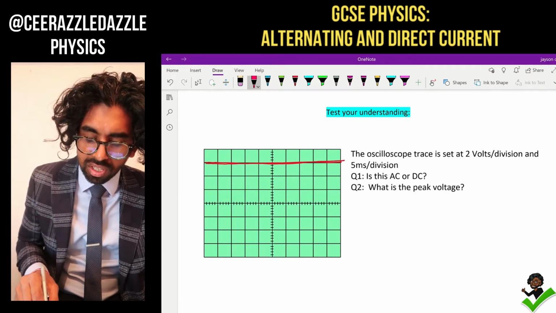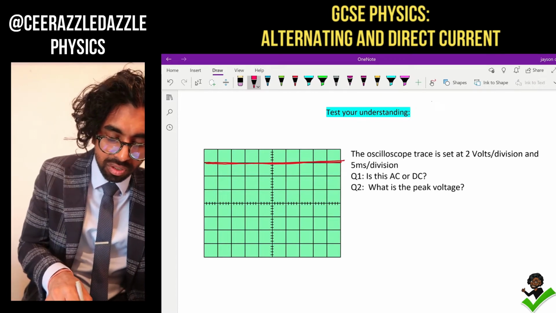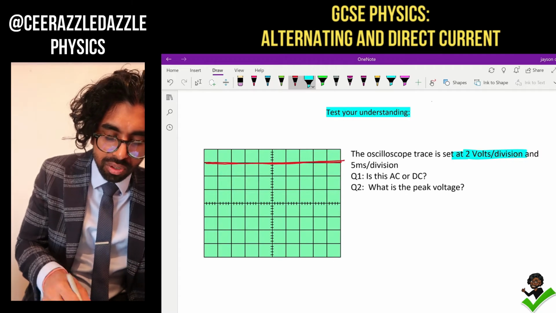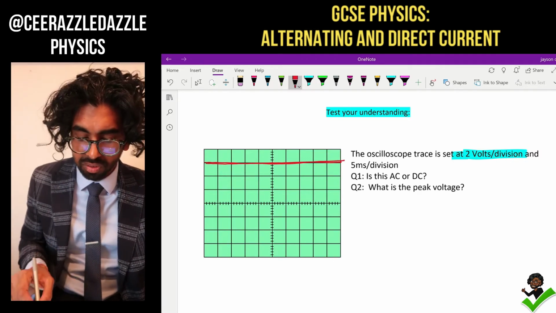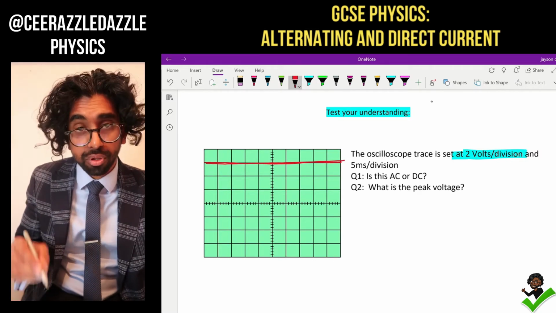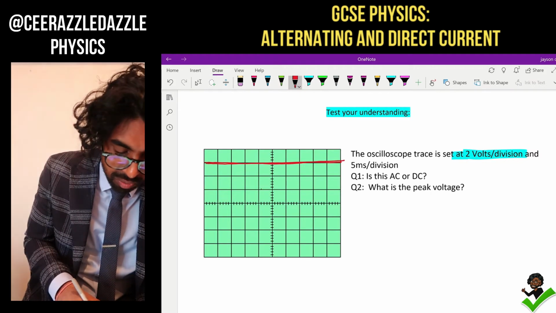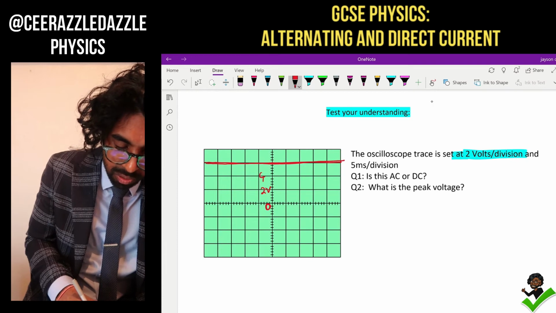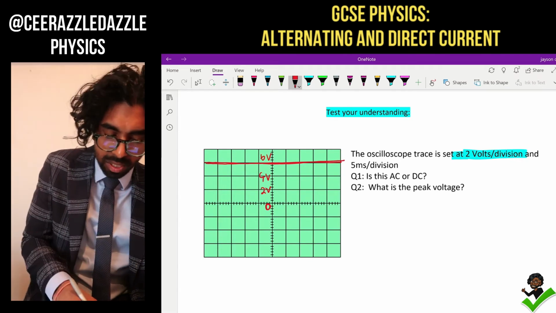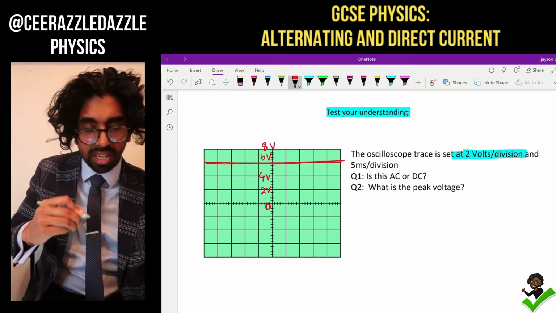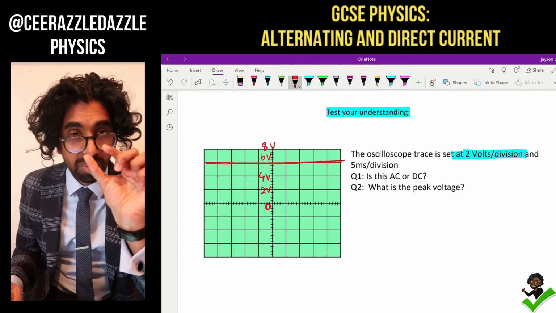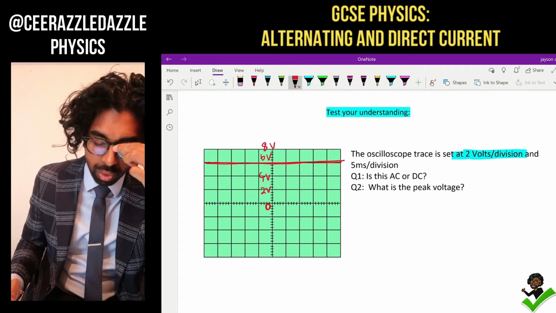The oscilloscope trace is set at 2 volts per division. So that means 2 volts per division. That means every single square is worth 2 volts. So volts, therefore it's on the y-axis, therefore this one is 2 volts. This is 0, it's the horizontal. This one is 4 volts. Therefore this one is 6 volts over here. And this one over here is going to be 8 volts. Why? Because I'm going up in twos. I know it's 2 volts per division. Division means each square.